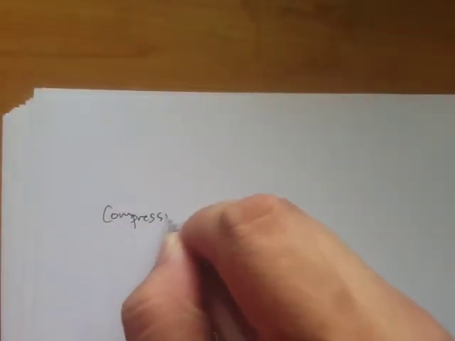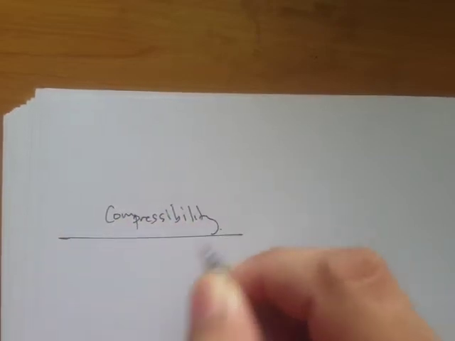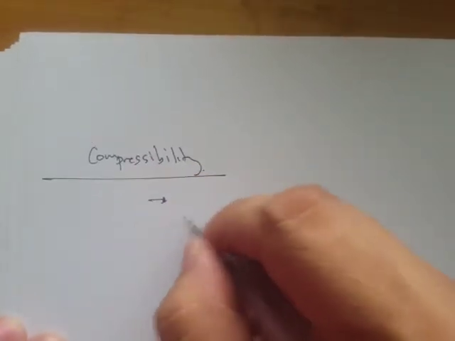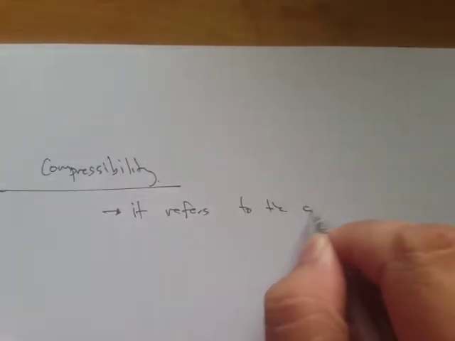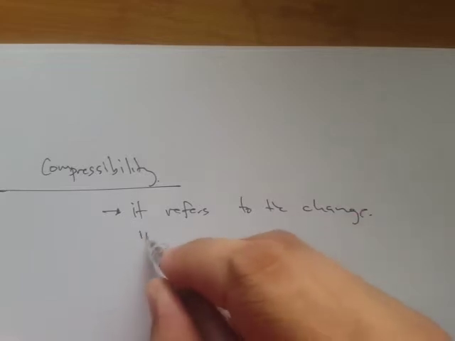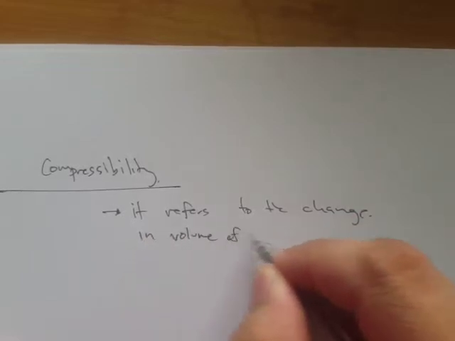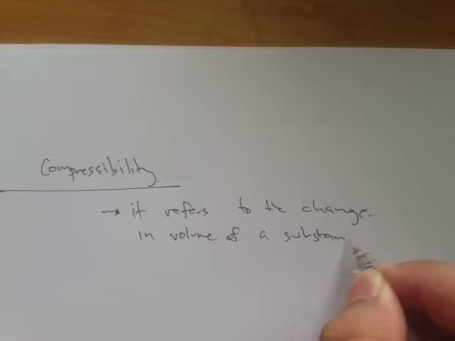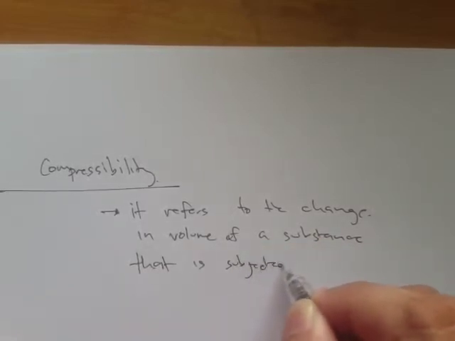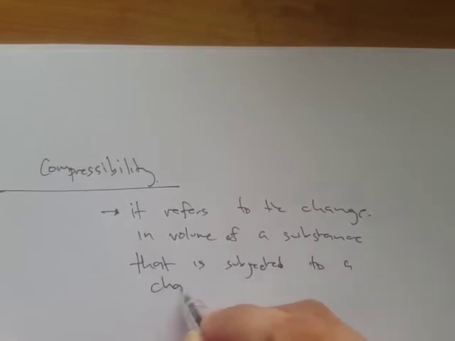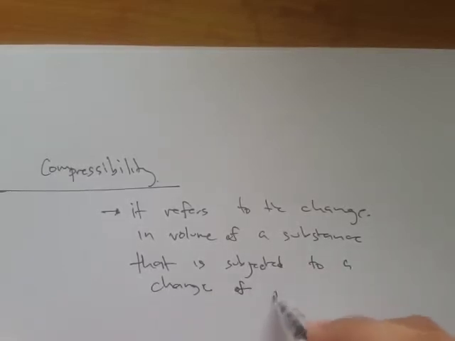All right, now we will continue our discussion of fluid properties. Another property is called the compressibility, and it refers to the change in volume of a substance that is subjected to a change of pressure in it.